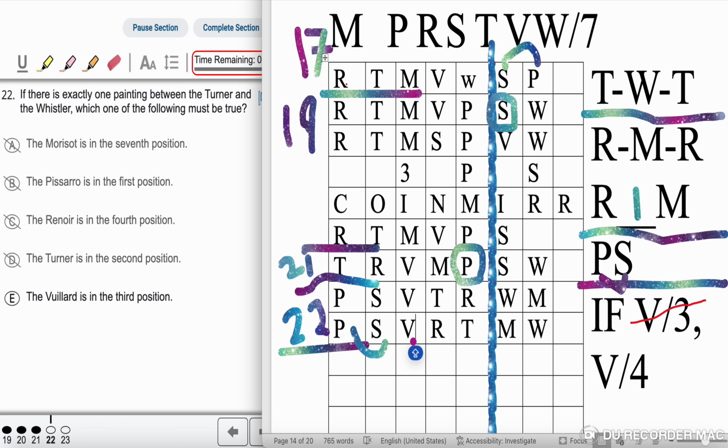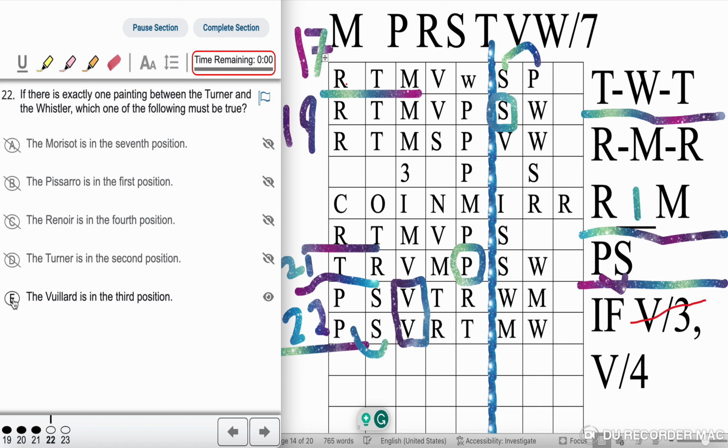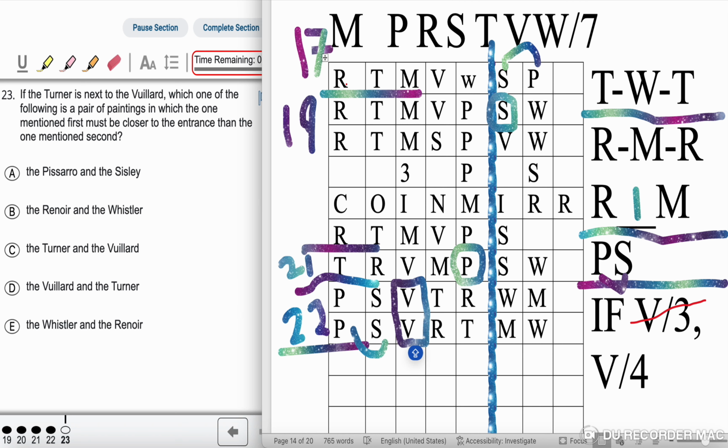We see that is actually true across both worlds, and I'm going to go ahead and circle it. That V is in the 3rd position. So that's a must be true, because it's true in both worlds. So let's go ahead and choose that. And answer E. The V is in the 3rd position.